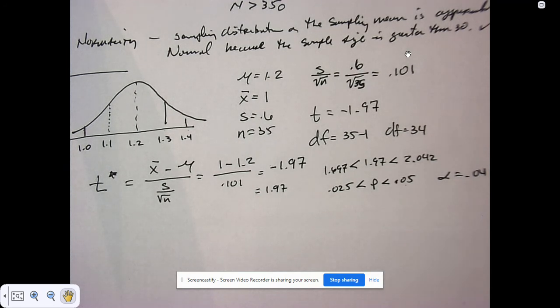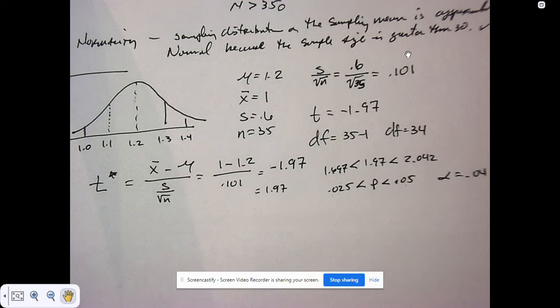So right now, if I had to make a decision based on what I have right in front of me, I could not reject it. I'd have to go to the more conservative, fail to reject. There's not enough evidence. There's not convincing evidence to support the alternative hypothesis that the mean weight of the onions is less than 1.2.